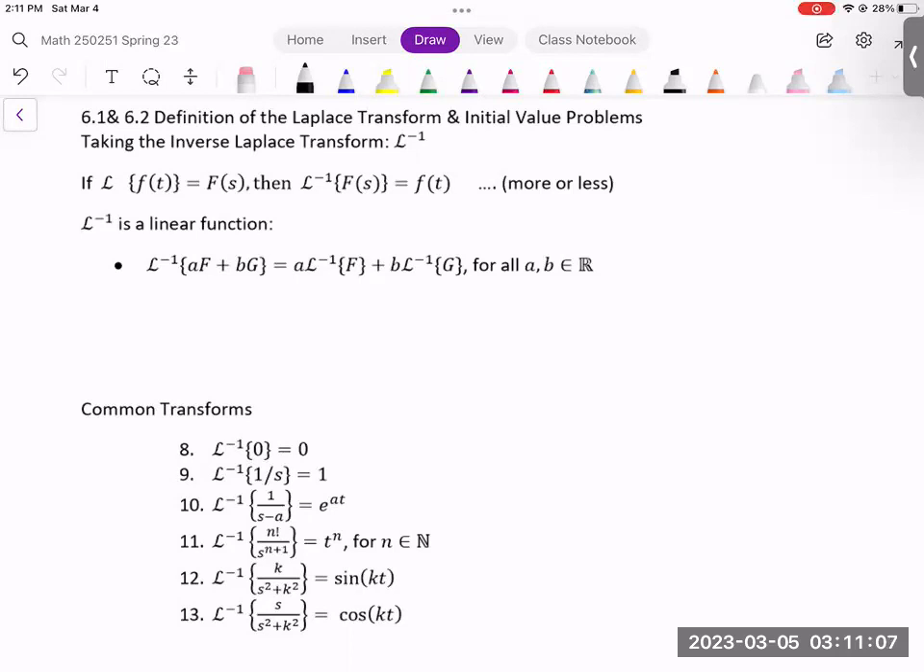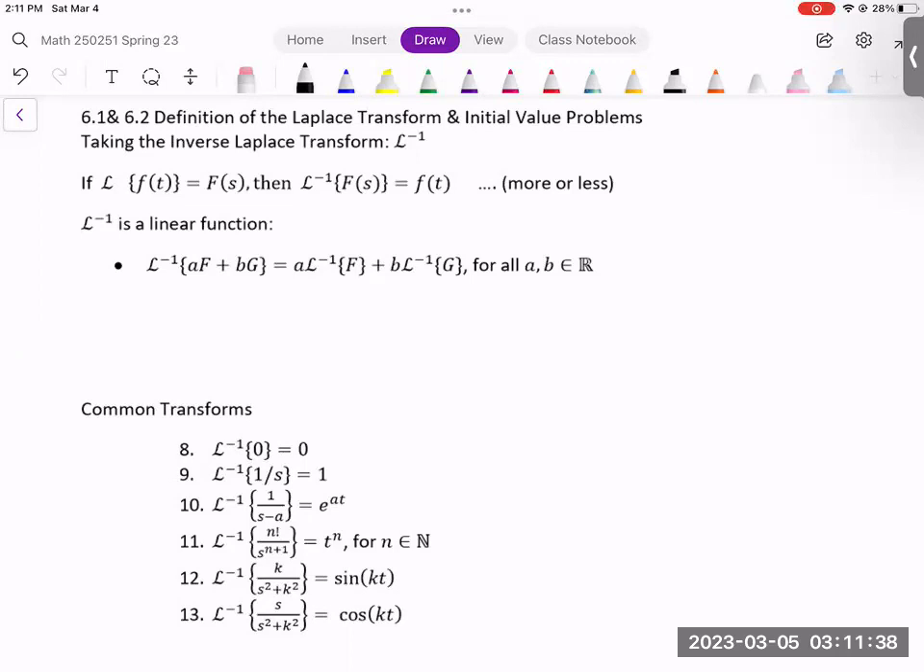So if we know that the Laplace transform of little f of t is equal to capital F of s, then more or less the inverse Laplace transform of capital F of s is going to be equal to f of t. So this process can be undone. And in all of the examples we're going to be considering, we will just say they're always just going to be equal. This inverse Laplace transform is a linear function.